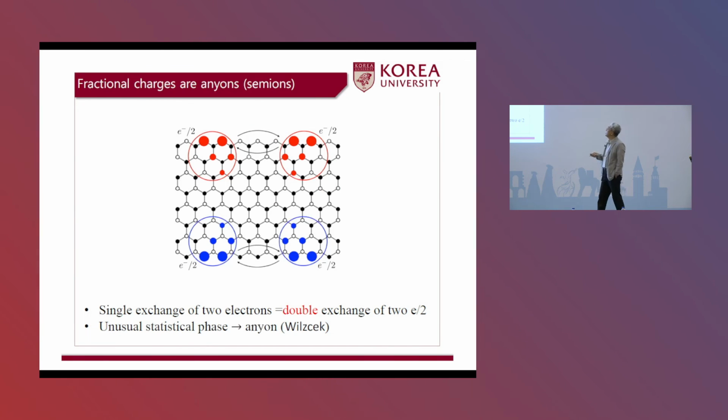Now, fractional charges are anyons, they are semions. Suppose you exchange two electrons. In this case, it's equivalent to a double exchange of two fractional charges. So this is one electron, and this is another electron. Each of them consists of two fractional charges. Now, you exchange first these two fractional charges, and then you exchange these two fractional charges. The result is that you have exchanged two electrons.